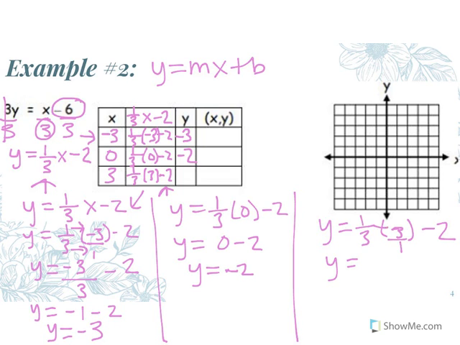Again, make this a fraction. 1 times 3 is 3. 3 times 1 is 3. Minus 2. 3 divided by 3 is 1. And so 1 minus 2 is going to be leaving us with y equals -1. Okay. So now we're going to plot our points.